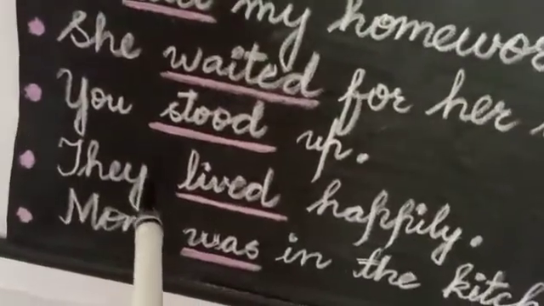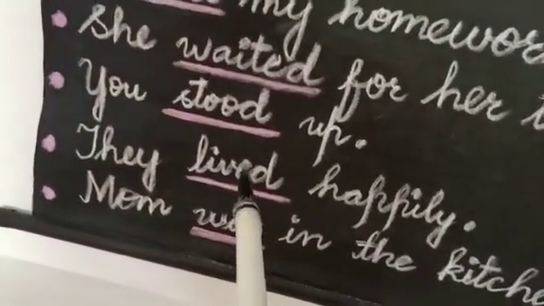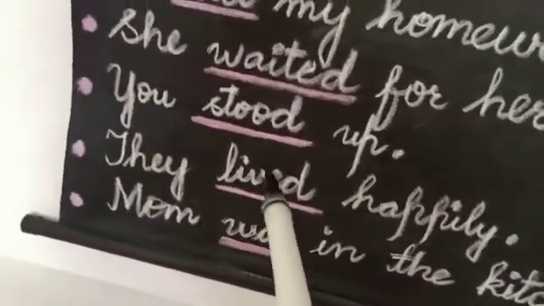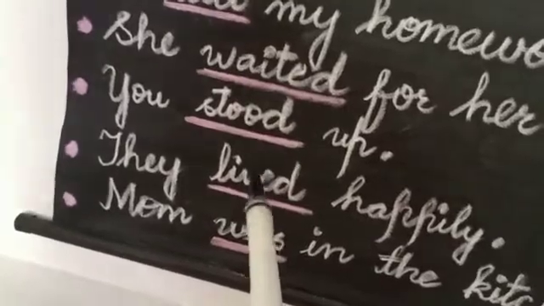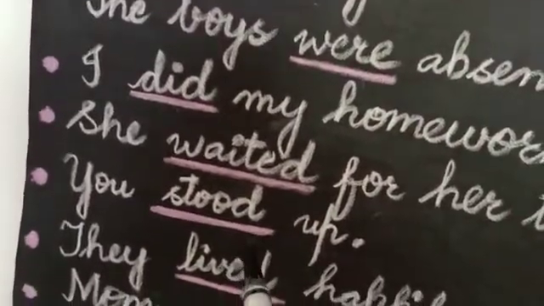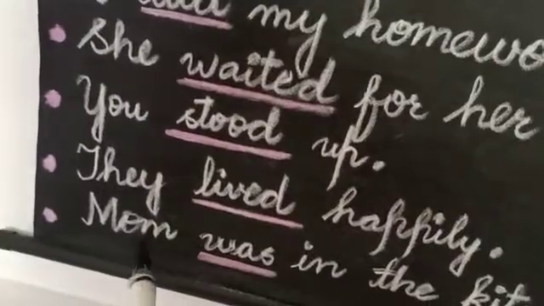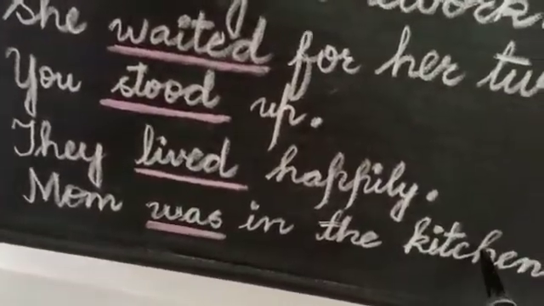They lived happily. They is the subject. Lived is the second form of which verb? Live is the first form of the verb, and lived is its second form, because you know that in simple past tense everywhere we are using the second form of the verb.